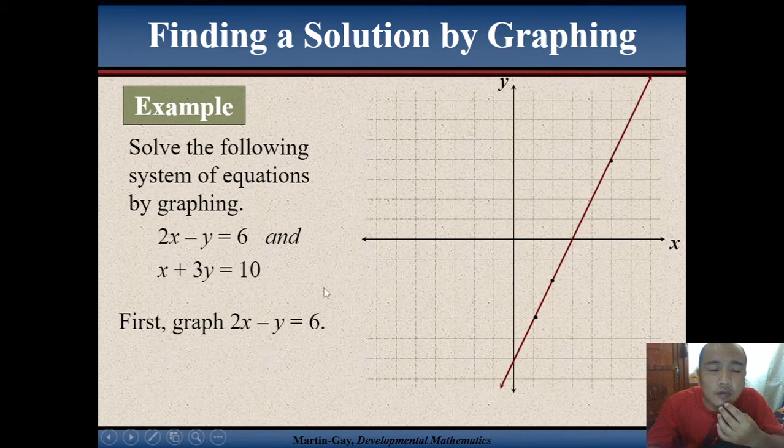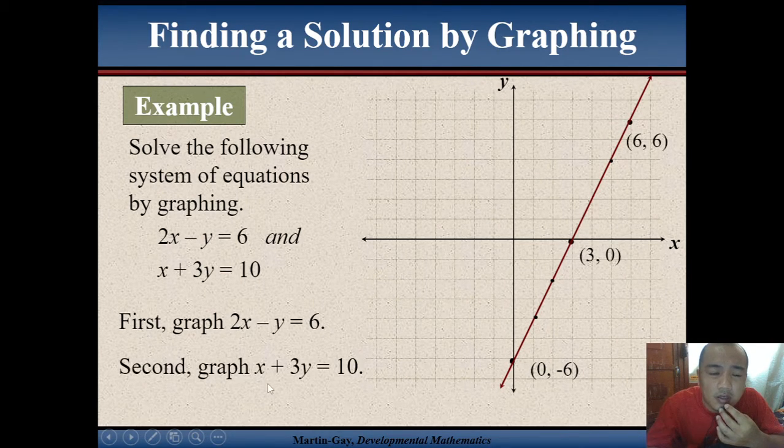So for the second equation, the y-intercept is (0, -6) and the x-intercept is (3, 0). Okay, another line. For the graph of x plus 3y equals 10, we have 10 thirds for the y-intercept and 10 for the x-intercept.